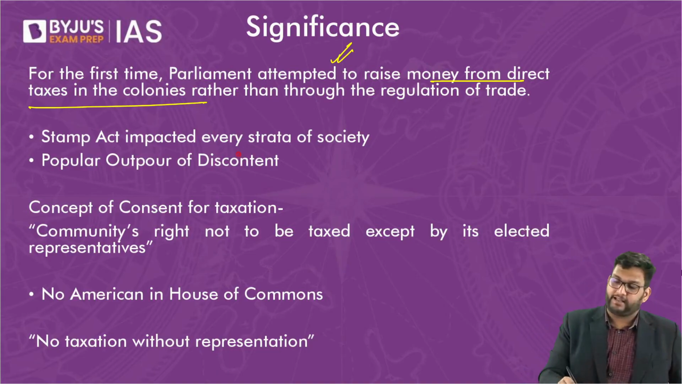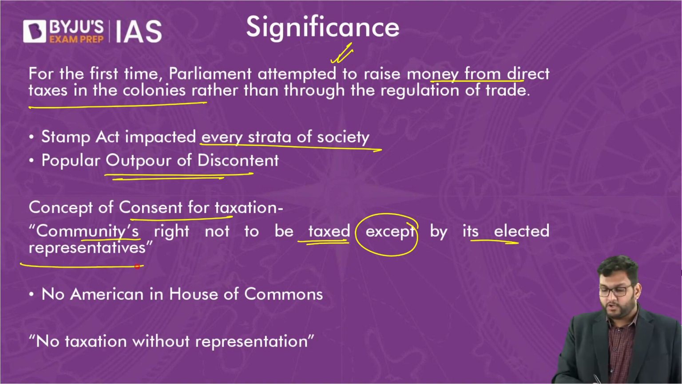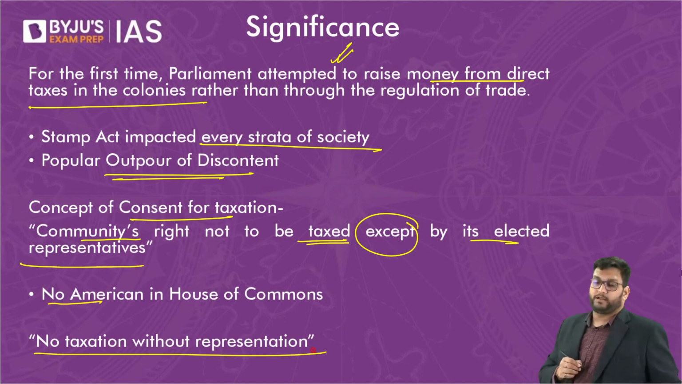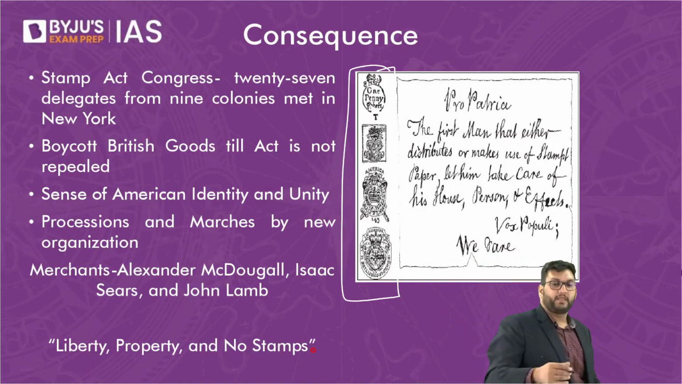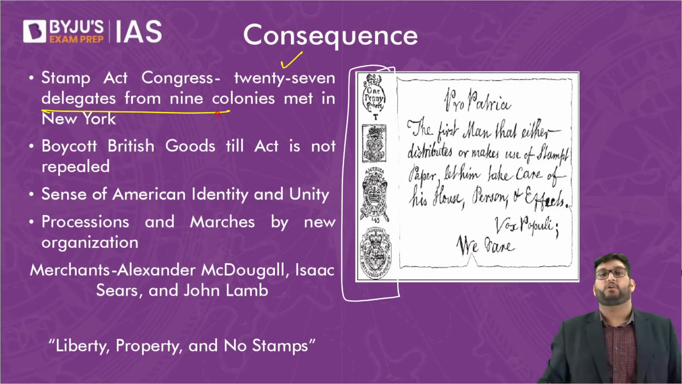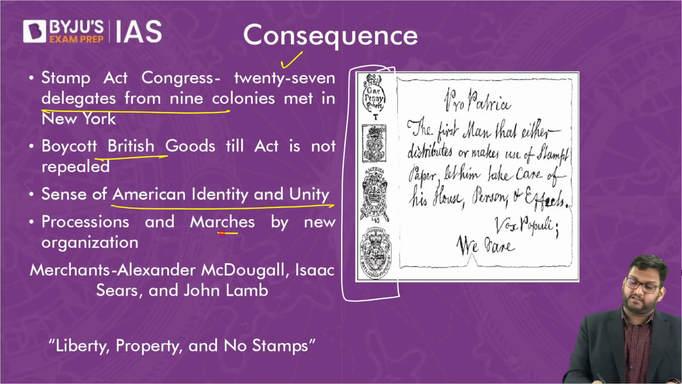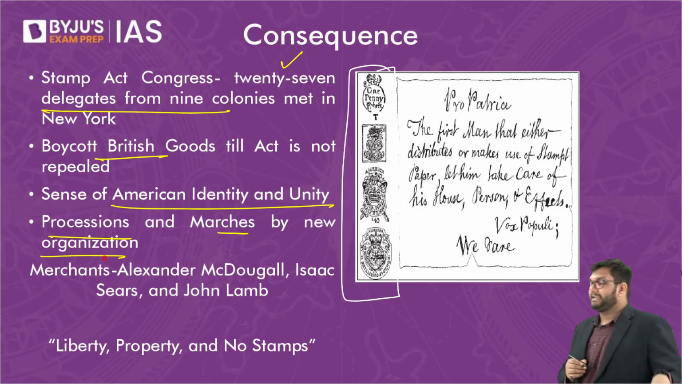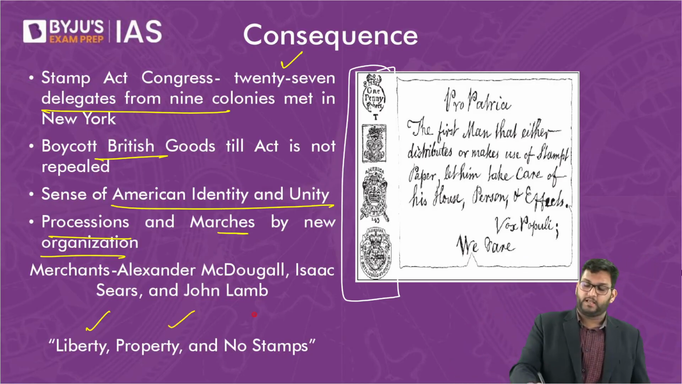Stamp Act impacted every strata of society. Popular outpour of discontent. The concept of communities' right not to be taxed except by its elected representatives. No taxation without representation is going to become the outcry. Consequence is Stamp Act Congress is going to be formed. 27 delegates from the 9 colonies are going to meet in New York. They will boycott British goods. Sense of American identity and unity will start to develop. Marches, processions, organizations will happen. And their most important slogan is going to become liberty, property, no stamps.